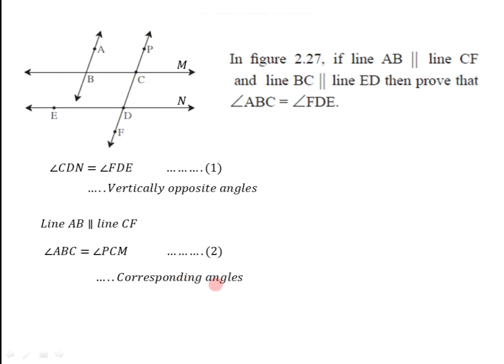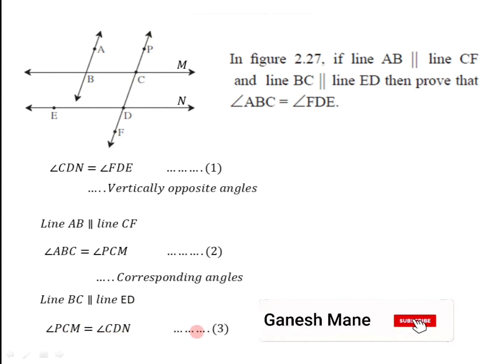In the same way, there is another pair of parallel lines, line BC and line ED, which is also given to be parallel. Again, if we consider these two parallel lines and CF as their transversal, then we have another pair of corresponding angles, angle PCM and angle CDN. In the same way, if these two lines are parallel, the corresponding angles so formed must be congruent, that is, angle PCM is equal to angle CDN. We call this equation number 3. Again, the reason is corresponding angles.